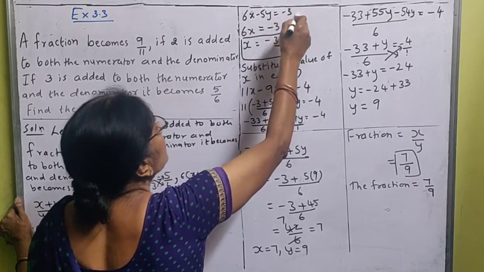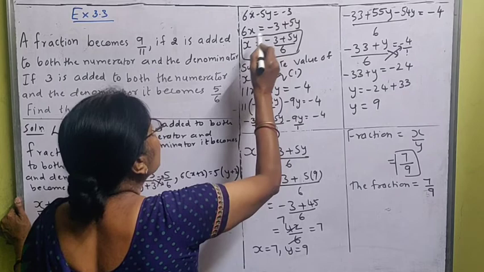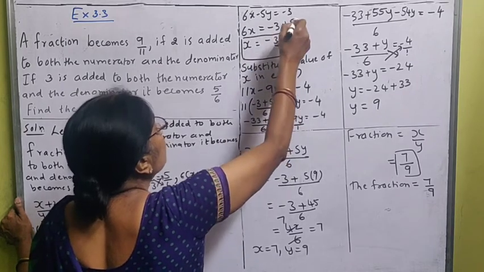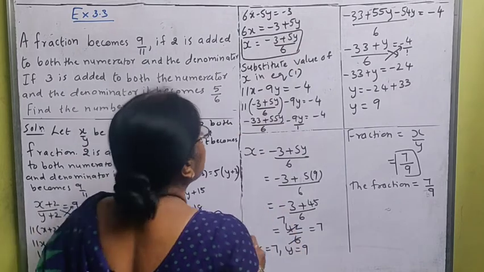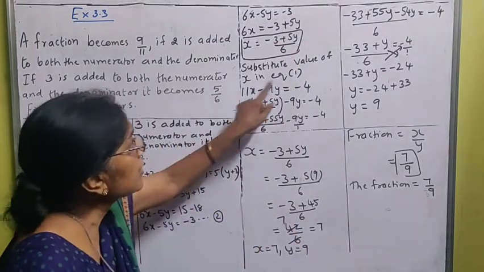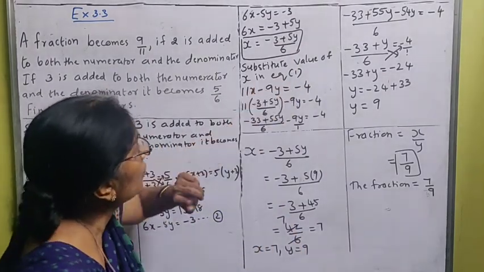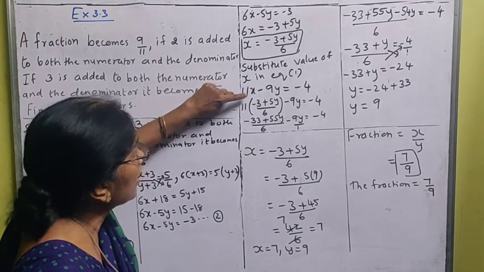Minus 5y will go that side, become plus 5y. X is equal to 6 will come in the denominator. Minus 3 plus 5y divided by 6. What are you going to do? You are going to substitute the value of x in equation 1. Write down what is the equation 1.